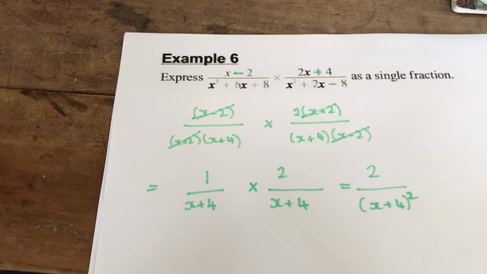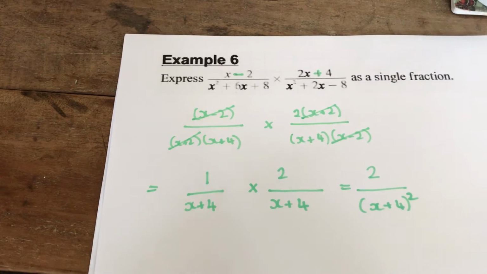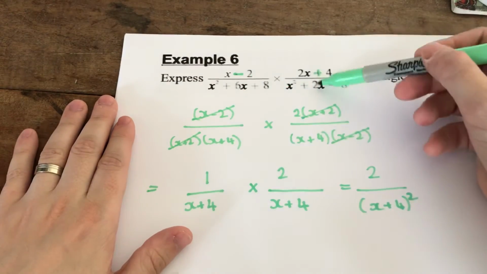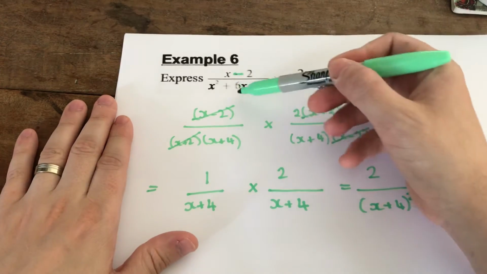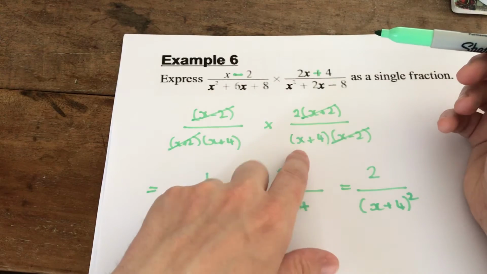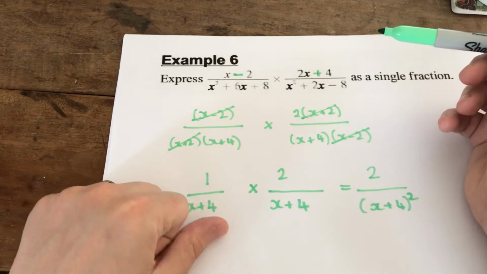I'll go back through that from the beginning just to clarify everything. So what you do is you look at your numerator and your denominator in each fraction and you factorise it. So we factorise this to give x plus 2, x plus 4, this to give 2 brackets x plus 2, this to give x plus 4, x minus 2.